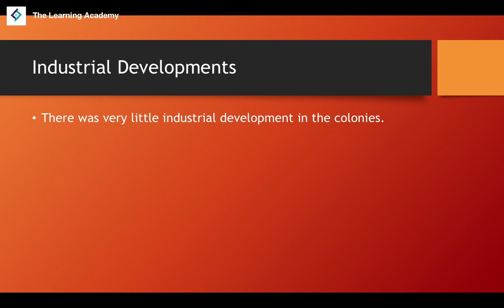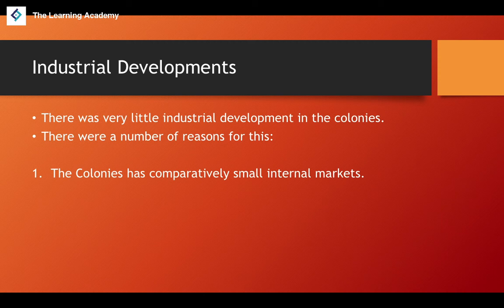So finally, we've got to talk about industrial developments. I mentioned industrial developments very briefly when we talked about India, but it should be noted that across the empire as a whole, industrial developments were very few and far between within the colonies. There were two main reasons for why there was little industrial development outside of big areas like India. For one, the colonies have comparatively small internal markets, so the economic capital required to invest in industrialization was very often not there. They didn't really have the economic capital to invest in these quite new industrial technologies, which meant that industrial development was very limited.